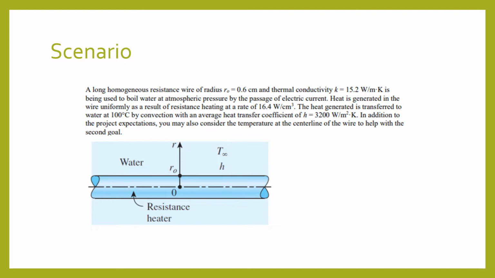So you have a long homogeneous resistance wire of radius R naught equals 0.3 centimeters and thermal conductivity of 15.2 watts per meter Kelvin. It's being used to boil water at atmospheric pressure by the passage of electric current. So heat is generated in the wire uniformly as a result of resistance heating at a rate of 16.4. Heat generated is transferred to water at 100 degrees Celsius by convection with an average heat transfer coefficient of 3200, sorry. In addition to this project's expectations, we also want to consider the temperature at the center line of the wire to help with the second goal.